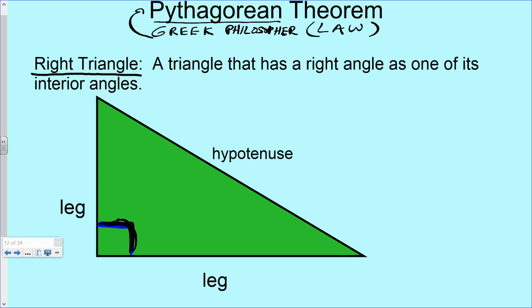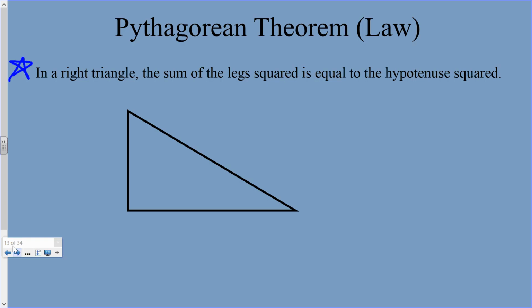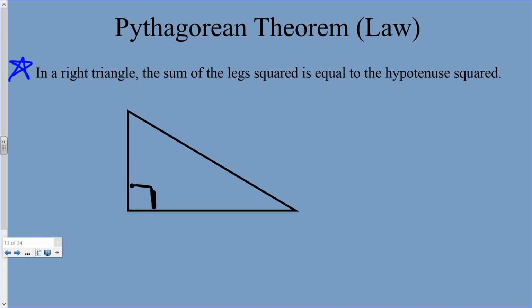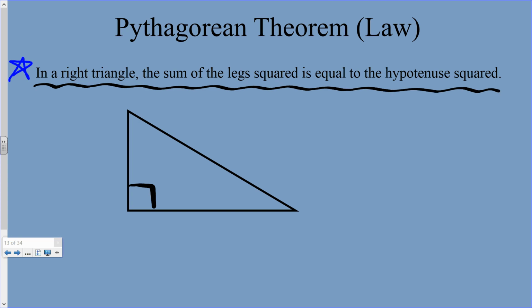And here's what this theorem says. This is what this law of mathematics says. It's a very mysterious law. Check this out. Go ahead and put a star on your notes. And here's the law, right here, underneath the squiggly, or above the squiggly. In a right triangle, the sum of the legs squared is equal to the hypotenuse squared.